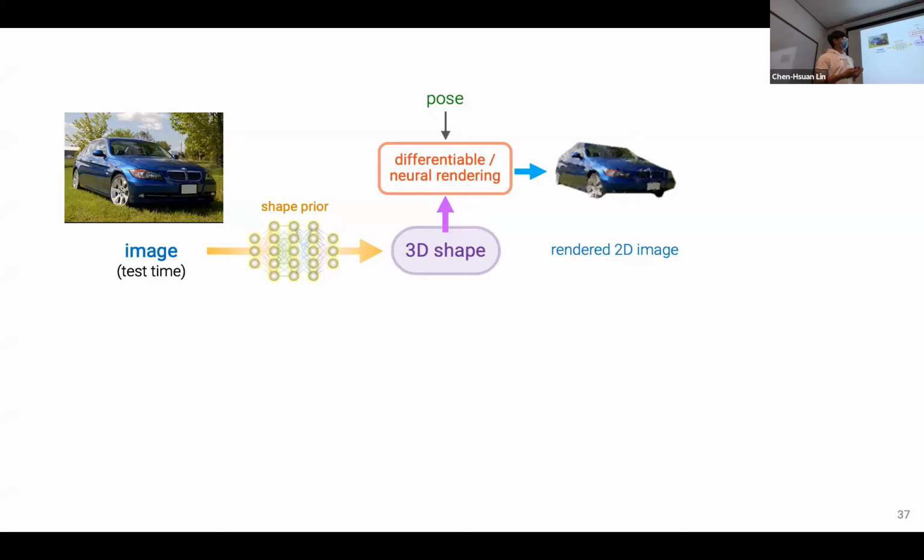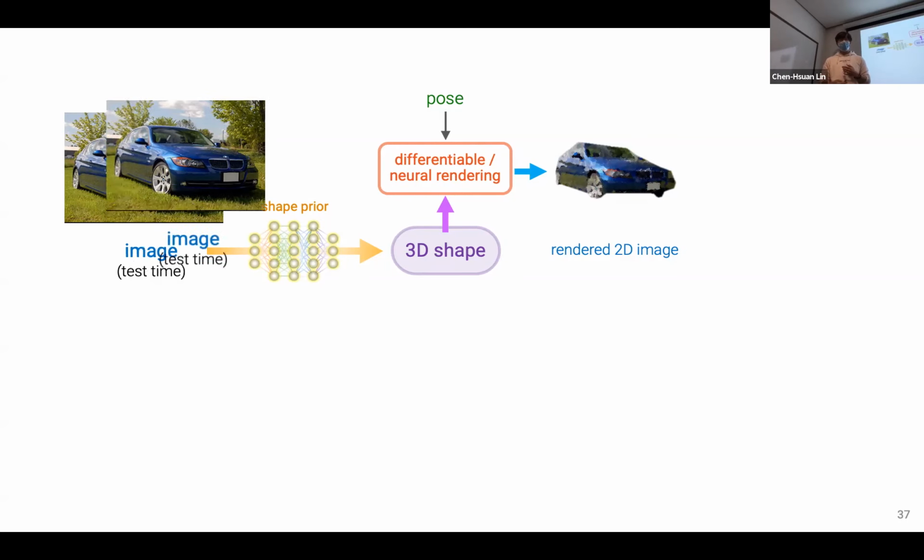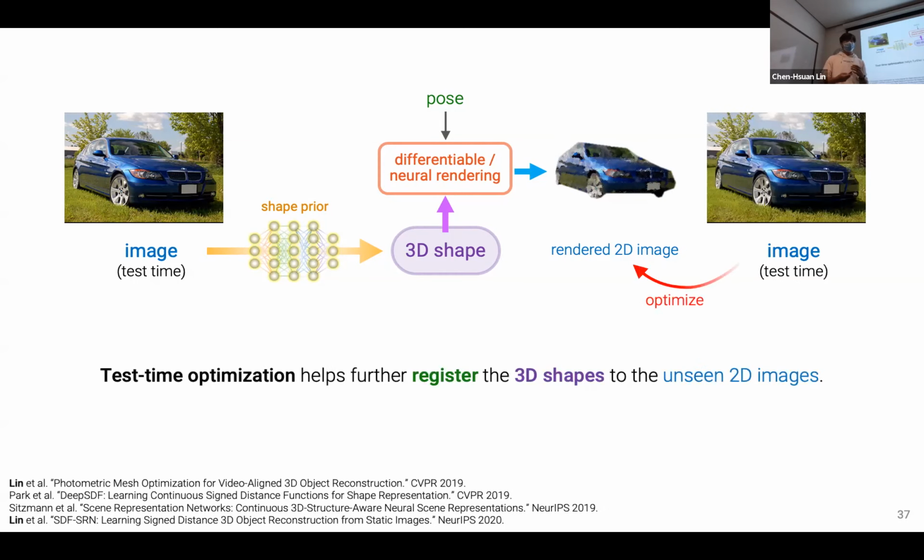so what we can do here is that during test time we can use differentiable rendering or neural rendering to predict what the 3D shape will look like. And then just use the test image to directly optimize how the shapes would align. So test time optimization helps further refine and register these 3D shapes to the 2D images. This has been explored in a couple of different works, and has been found to be very useful to improve the quality of these 3D shape predictions.